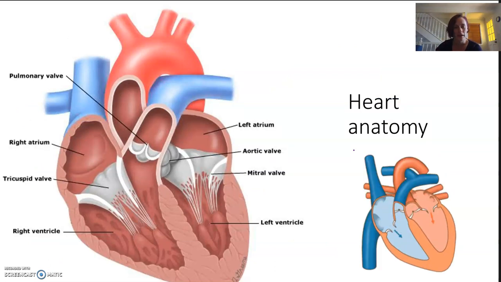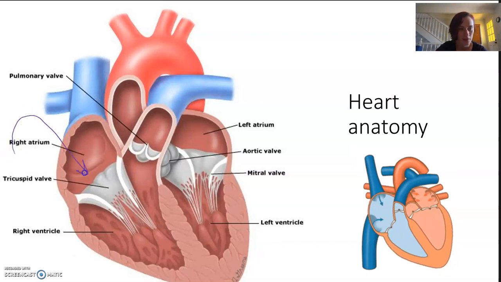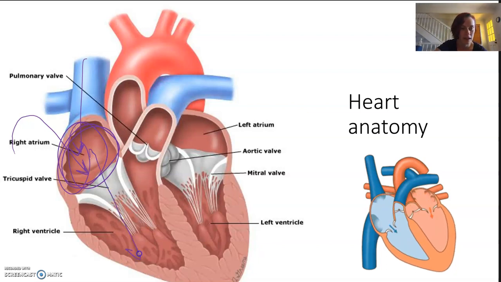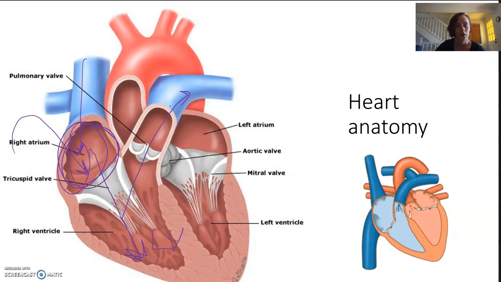The flow of blood through the heart is such that if we start up here, it enters through the right atrium, down through here. It comes into this section and it's been to the body. It's delivered all of its oxygen, and then it's going to travel down here into the left ventricle before it is pushed out through the pulmonary artery. The artery is delivering blood away from the heart.